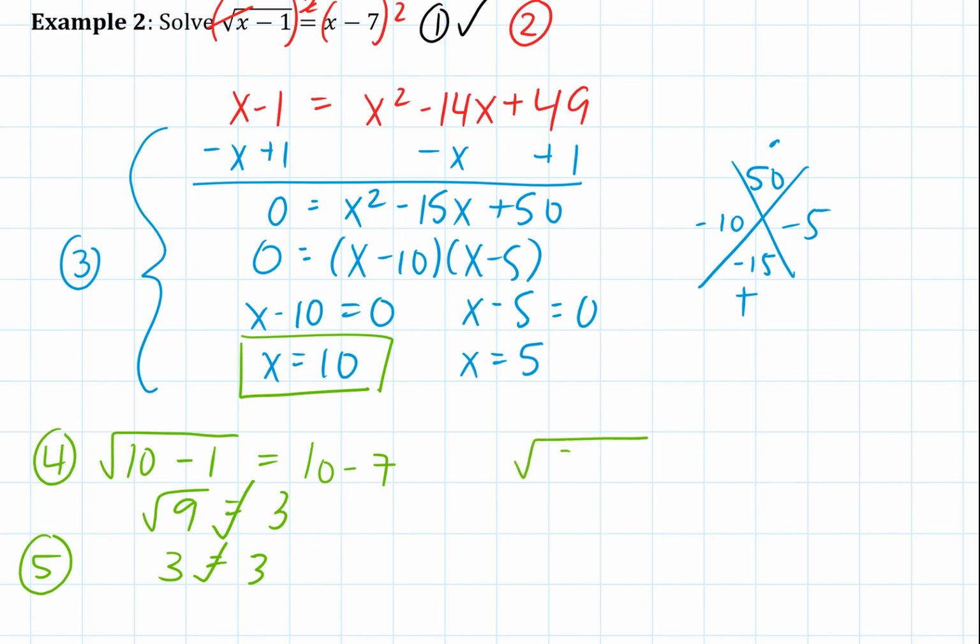We have square root of 5 minus 1 equals 5 minus 7. So square root of 4 is -2. When we're taking the square root and solving a radical equation, we're assuming that we're always getting a positive value. So we have 2 is -2, and when we check that for validity, of course, that's not true. This is an example of an extraneous solution. x cannot be 5 because it does not satisfy the original equation.